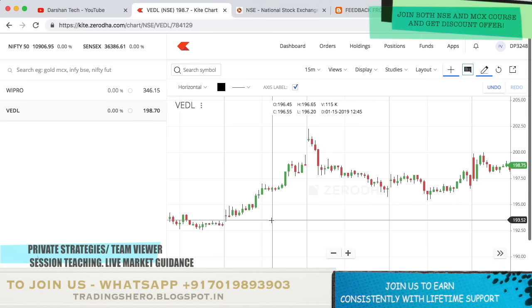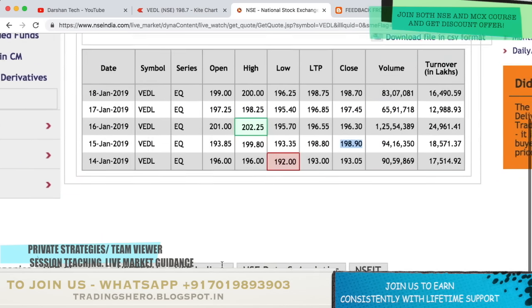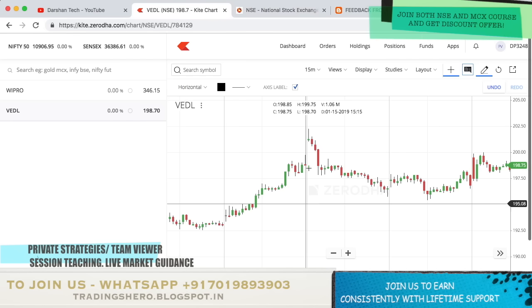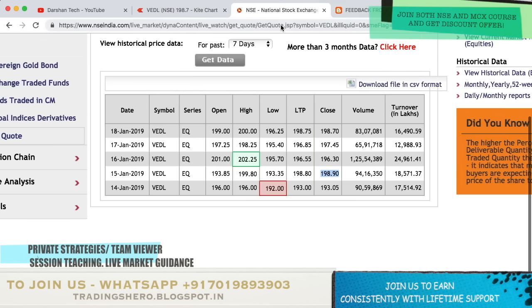For example, let's say you want to trade Vedanta on 16th of January, so you should mark the previous day's closing price on the chart, that is on the 15th. Let me go to the NSE website and pull up the 15th closing price. You can also see it in the one day candle in the chart, but to make it easy I'm just marking it in the chart.